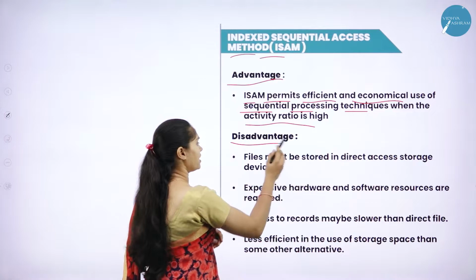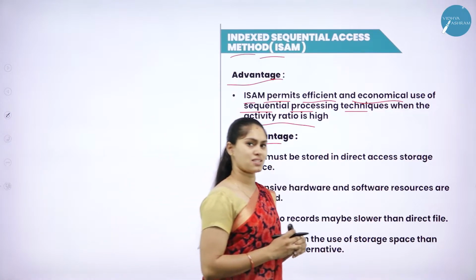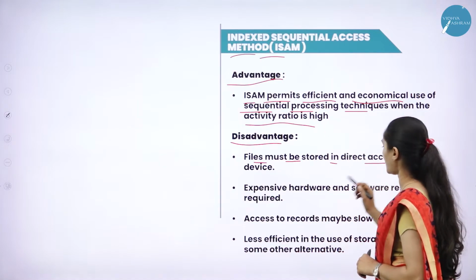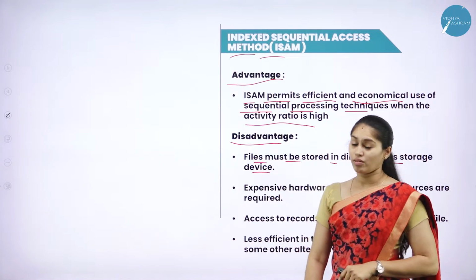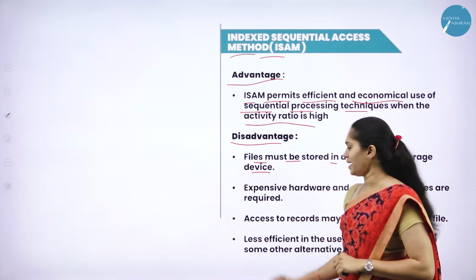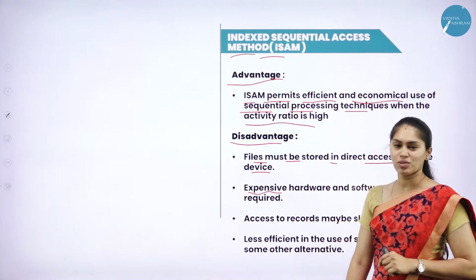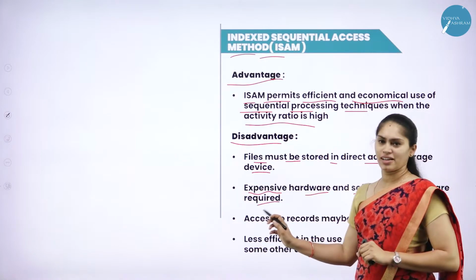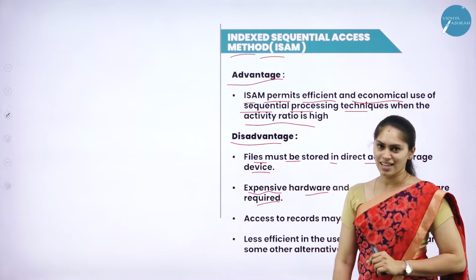But then what are the disadvantages that we can expect from this ISAM? Files must be stored in a direct access storage device. When we are storing it with the help of the direct access storage method, then it will be expensive. So we are going to have expensive hardware as well as software resources that will be required when we are working with this ISAM.